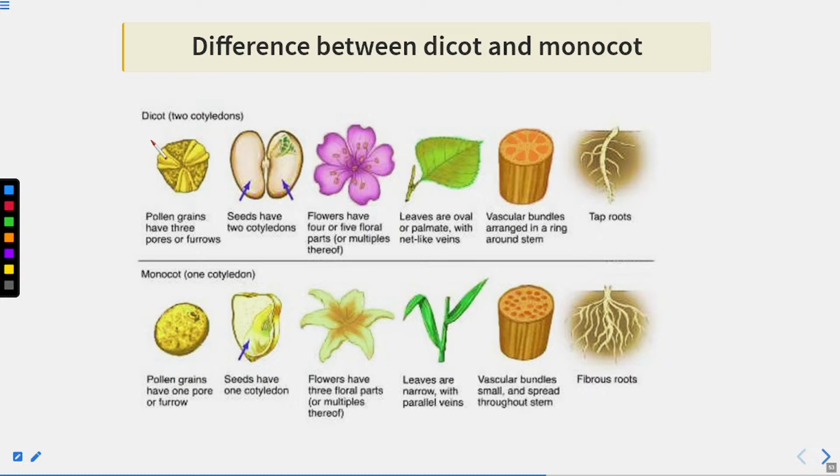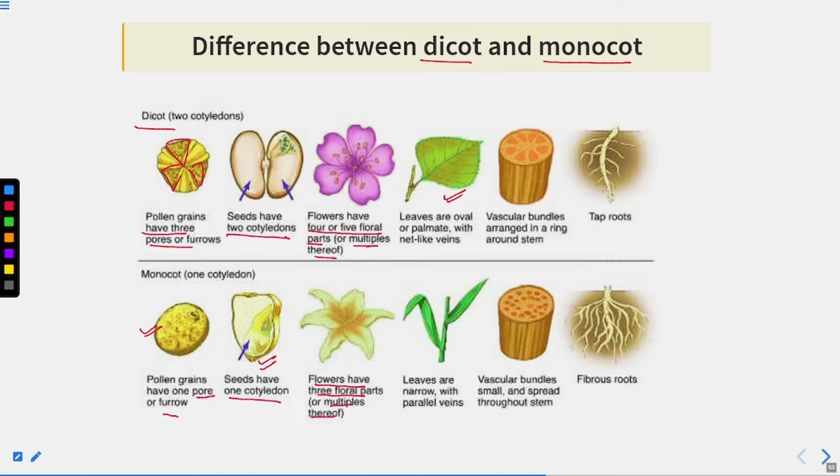So here we can see some of the differences between dicot and monocot. Pollen grains have 3 pores or furrows in the case of dicot. So here you can see 3 furrows. And in the case of monocots, 1 pore is there. 2 cotyledons in the seeds in dicots and only 1 cotyledon in the case of monocots. Flowers have 4 or 5 floral parts, or multiples of 4 or 5, in dicots, right? And flowers have 3 floral parts or multiples of 3 in the case of monocots.